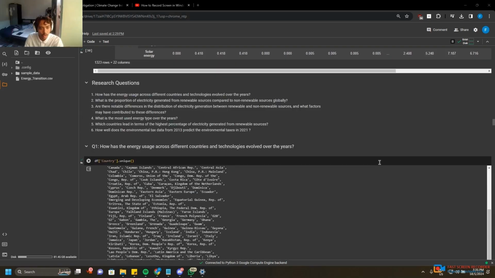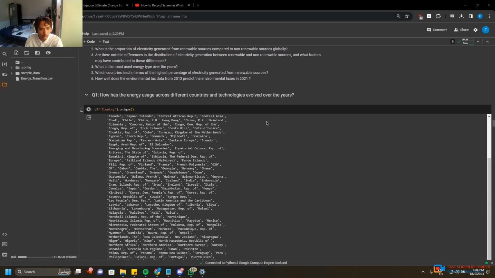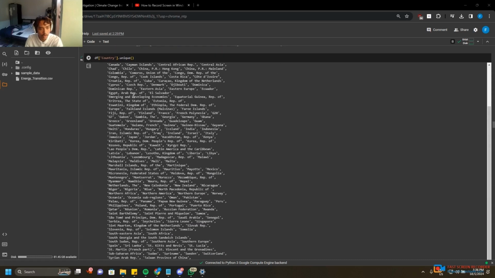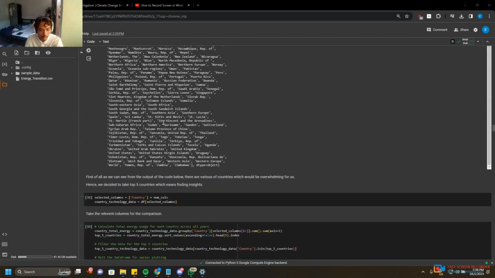So for our project, we managed to get 6 questions. So the first question is, how has the energy usage across different countries and technologies evolved over the years? So from this code, we try to find the unique values from the column country. There are too many unique values right here, so we decided to take 5 top countries to gain some useful insights.